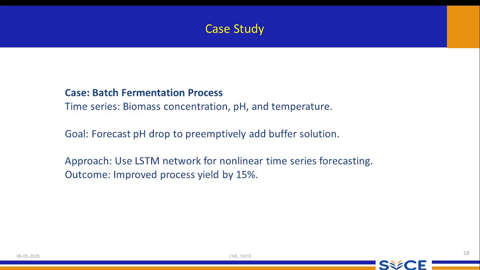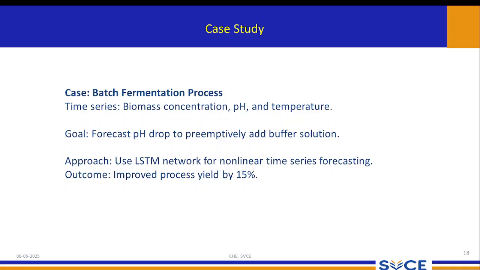Coming to the case study: in a batch fermentation process, let's say the biomass concentration is varying, and you are taking pH and temperature. Forecast the pH drop to preemptively add buffer solution. So I want to measure the biomass concentration, pH and temperature. When the pH drops during the fermentation process, we forecast the drop and preemptively add buffer solution. Otherwise, the fermentation will not be effective when there is a drop in pH.